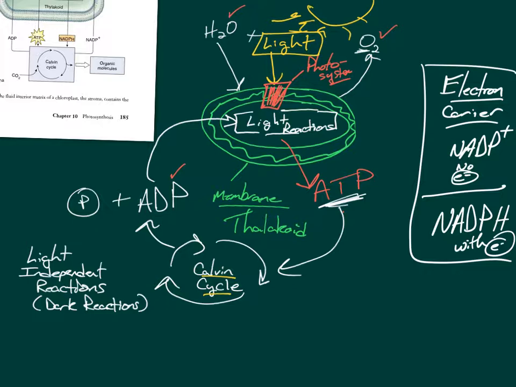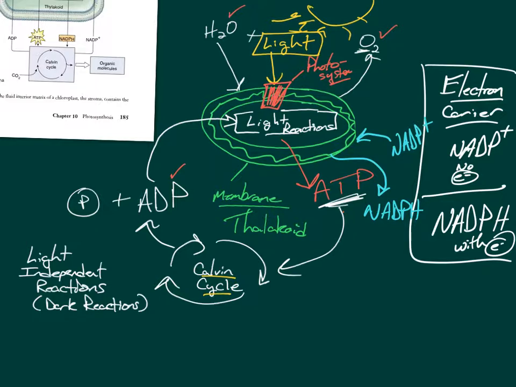So obviously, what goes in to get the high energy electron? Which one's going in? Let me use a different color. Let's use this turquoise. So in comes NADP+, and out comes what? NADPH. And that's carrying the electron.